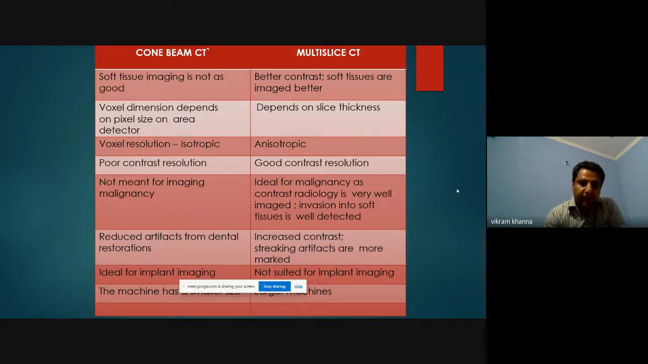Reduced artifact from the dental restorations, yes, because it gives a lesser amount of radiation, it has a lesser amount of artifacts from the dental restoration. It is good for implant imaging and gives you lesser dosage. If the same thing is done with multi-slice CT, it will give you more dosage.